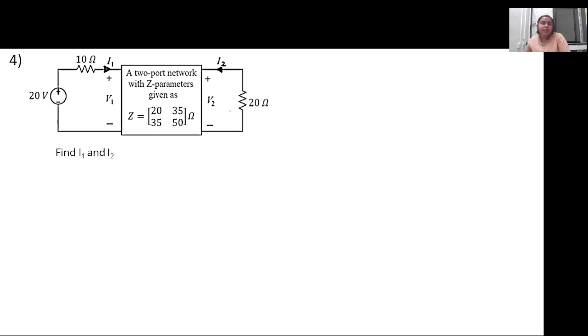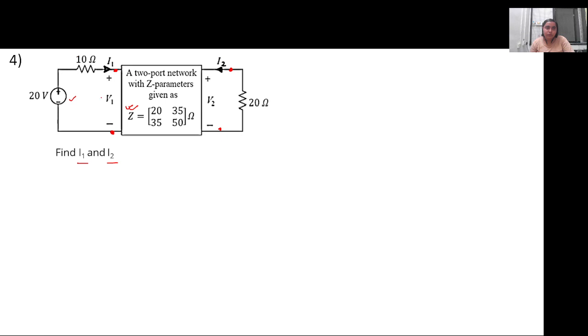So in this case, you have been given a two-port network whose impedance parameters are given. Now the input port is connected along with a resistor and a voltage source, and the output port is connected with a 20 ohm resistor. You will have to calculate I1 and I2, which is the input current and the output current.